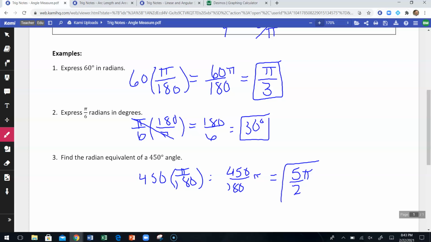So that means that we get an angle of 5 pi over 2. And that is how you convert between units of measurement for angles.